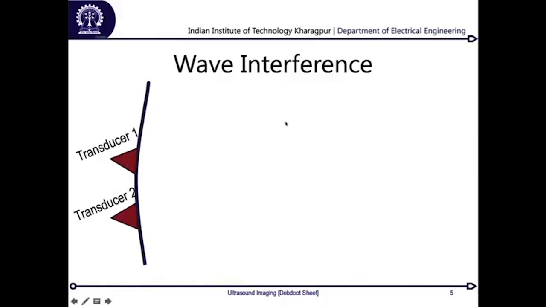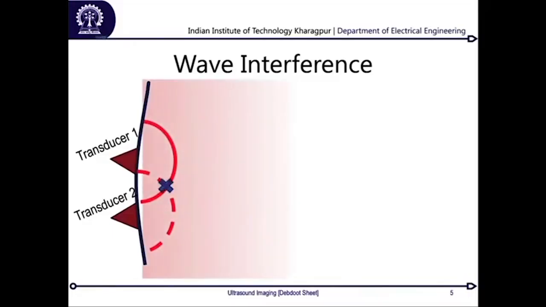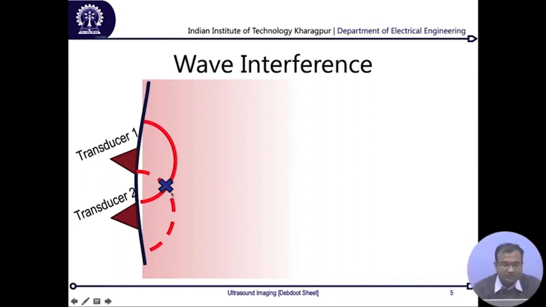Now say there are two transducers and both of them are fired at the same time. So basically the same wave pulse would be emitted together from both of them and travel down the line. If both of them are fired together, this solid line is the wave front for transducer 1, the dotted line is the wave front for transducer 2, and somewhere over here they would be intersecting each other. That is the point where there would be heavy constructive interference between these two wave fronts, because both wave fronts are in the same phase. Although they are coming from two different sources, since they are in the same phase, there will be constructive interference between these two wave fronts.